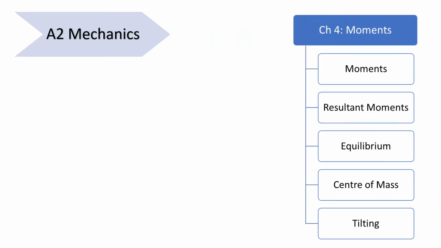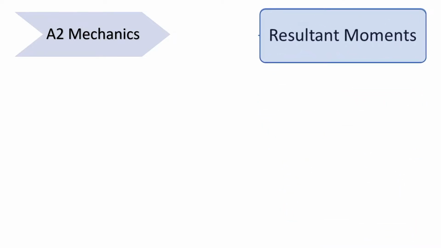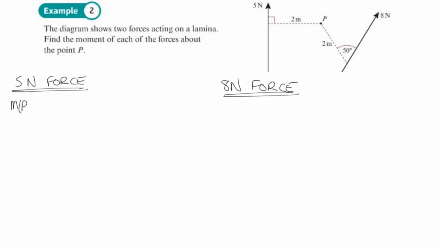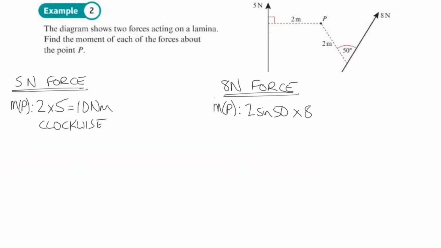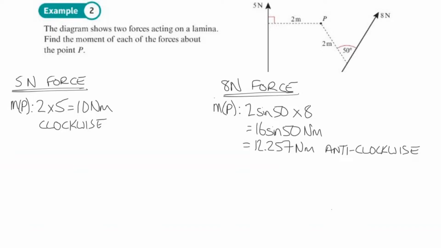So in today's session, we're going to move forward with moments, and we're going to be looking at resultant moments. In the previous session, I ended on an example where we had moments moving in two opposing directions. We had 10 Newton meters clockwise, and we also had 12.257 Newton meters anti-clockwise. And I spoke about how one of those needs to overcome the other. Unless they're in equilibrium, one of those directions is going to be larger than the other, and we'll use a resultant moment to demonstrate that.